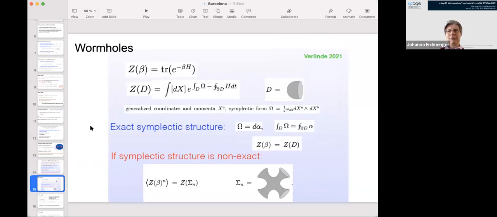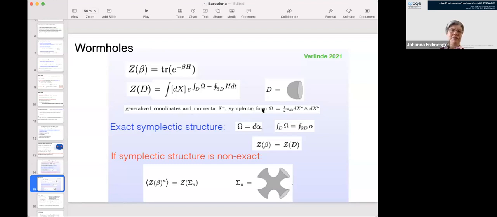Okay, let me very briefly mention some very simple wormholes in quantum mechanics according to this paper of Herman Verlinde from last year. He's studying partition functions of simple quantum systems, whose classical analog is written in terms of some generalized coordinates and momenta with a particular symplectic form. So this is just the classical definition of the symplectic form.